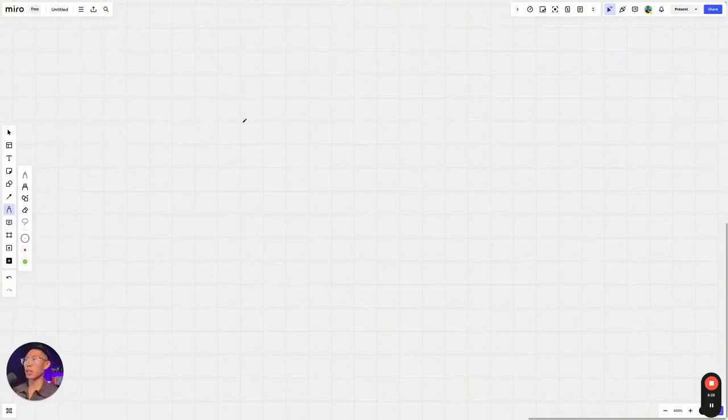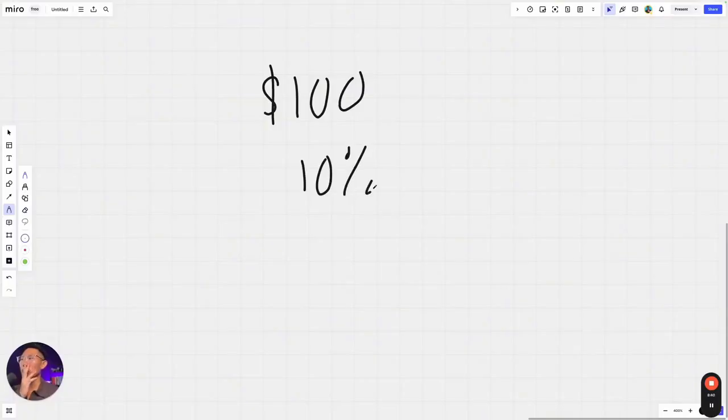Let me sketch it out for you guys to see. Let's say you have $100 in your live trading account, and you risk about 10% on each trade. Risking 10% on each trade means you are risking $10 on each trade.